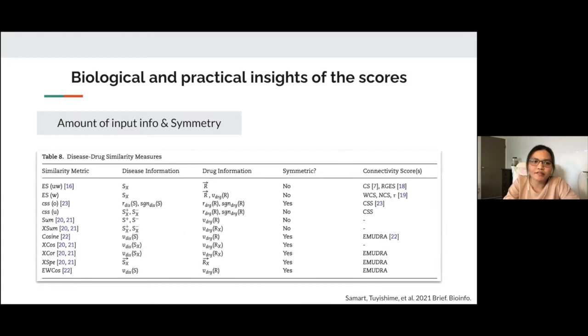The next one is the amount of input information and symmetry. We have noticed that each of the similarity metrics requires a different amount of disease information and drug information as input. This difference in input also affects the symmetric property of each score. We have found that scores with the symmetric property can be used to quantify not just the disease and drug relationship, but also disease-disease or drug-drug relationships as well.